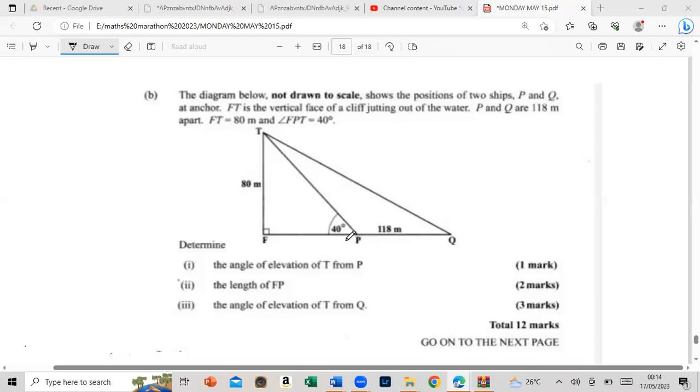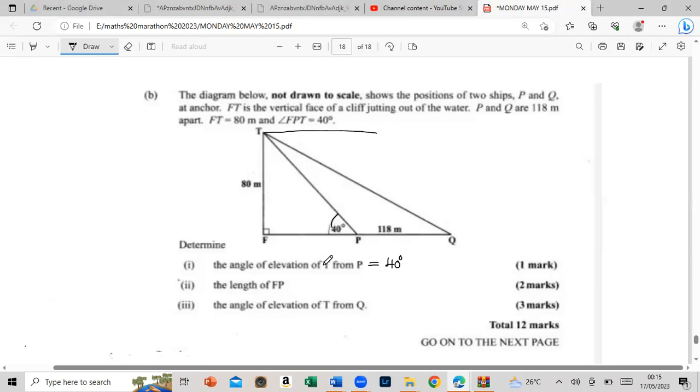From P, so it's right here. That means it will be this angle, so that is actually given. So that will be 40, and it's shown right here. Every angle of elevation, you have one of those.